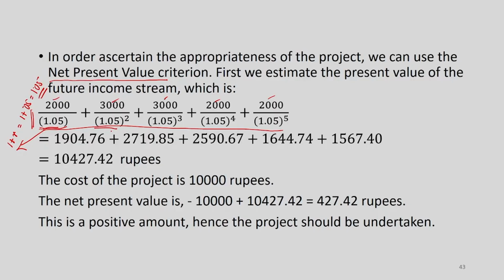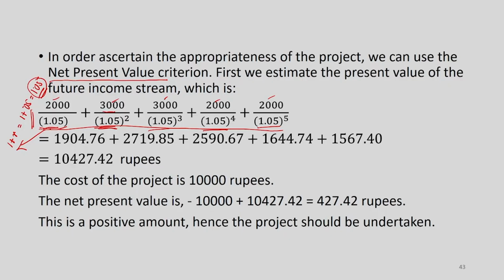The second income, which is coming to him after the second year, so 2 years from now, 3000 rupees, has to be divided by 1 plus r whole square, and 1 plus r we have just found is 1.05, so it should be 1.05 whole square, right? So that is the method that we are applying here. Then we have 3000 divided by 1.05 whole cube, 2000 divided by 1.05 to the power 4, and then to the power 5.